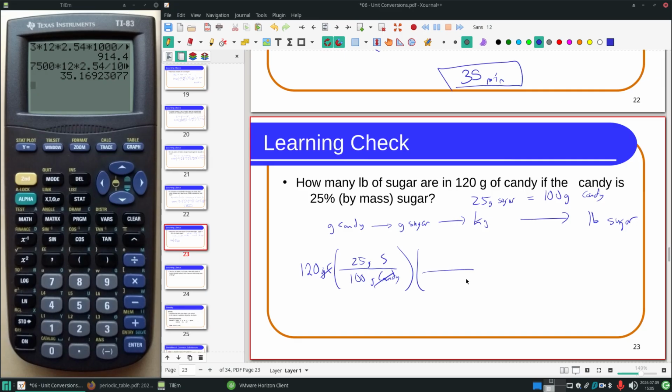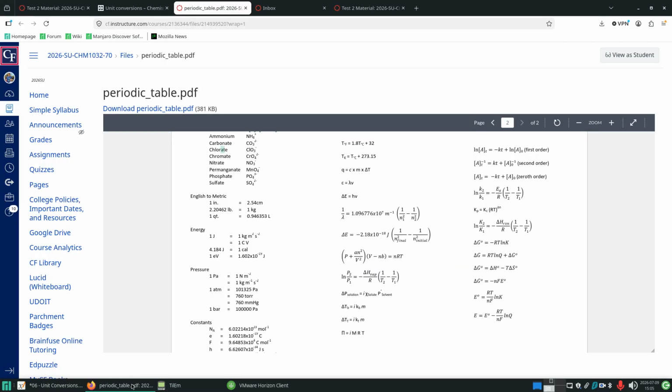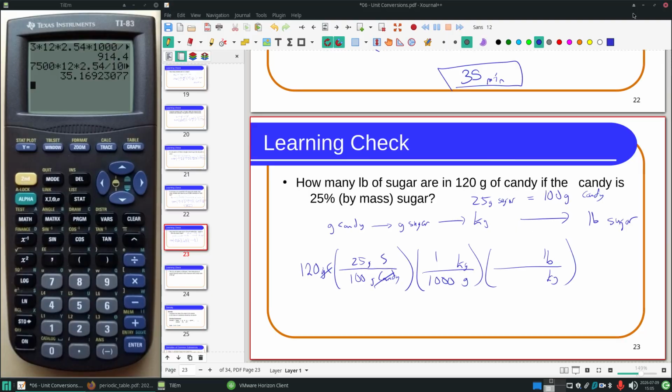And then I'm going to convert that to kilograms. And then I'm going to convert kilograms into pounds. 1 kilogram is 1,000 grams. And I want to get all those numbers. So 2.20462 pounds for every 1 kilogram. Now this really isn't much sugar, right? 120 grams isn't a lot. So we're not expecting a huge amount of pounds, but let's see what we get.